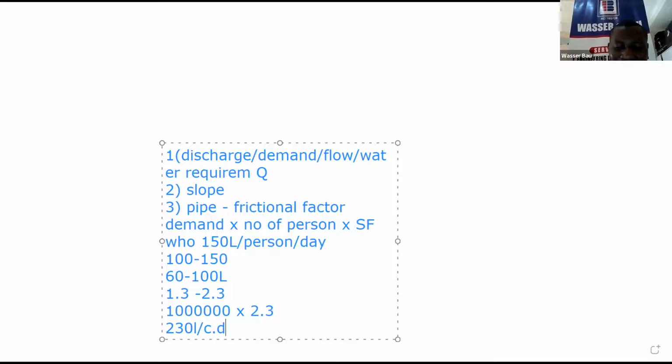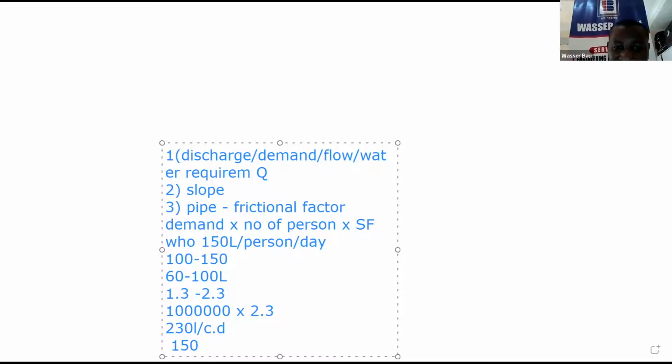So somebody can tell you that they use 150 liters per capita. If you didn't see any other safety factor, why not also assume that you use 100, but you now use a safety factor of 1.5? That's engineering for you.